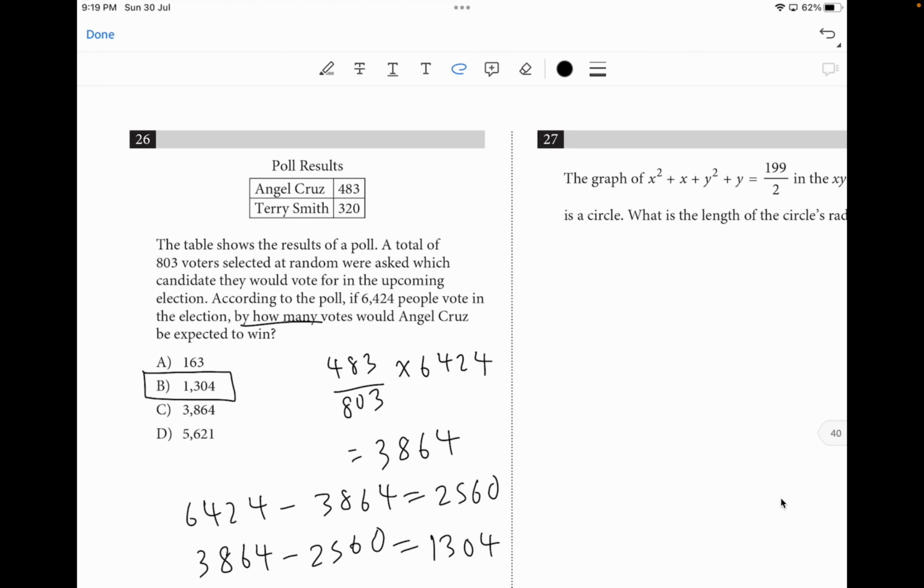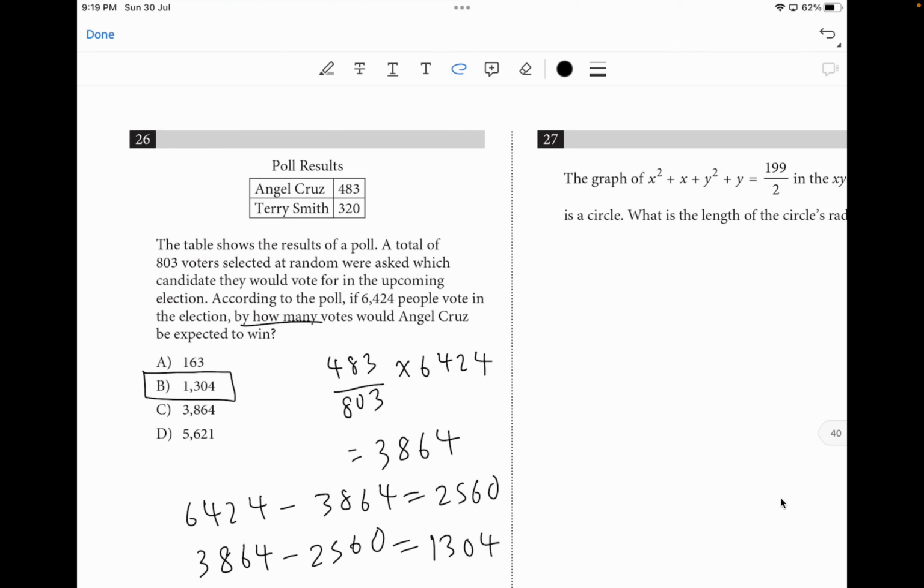So that's what we're doing here when we're solving this type of question. And now the difference in these number of votes, between the people who vote and the people who are not expected to vote, will give us how many votes Angel Cruz would be expected to win. So that's how we get the answer 1,304, which is option choice B for question number 26.